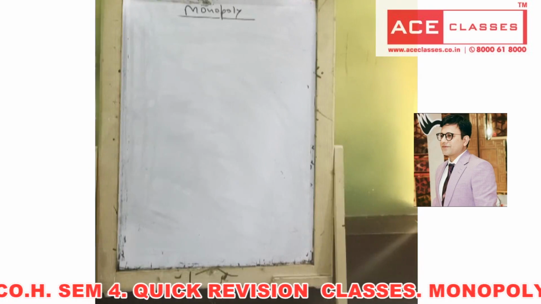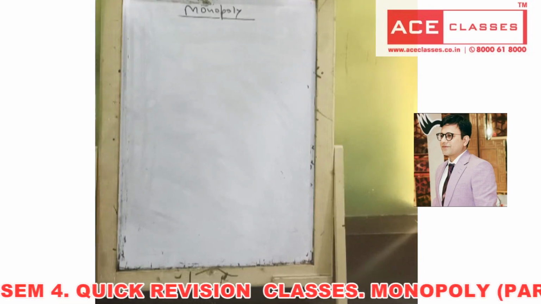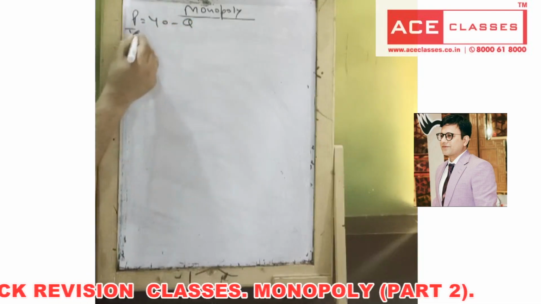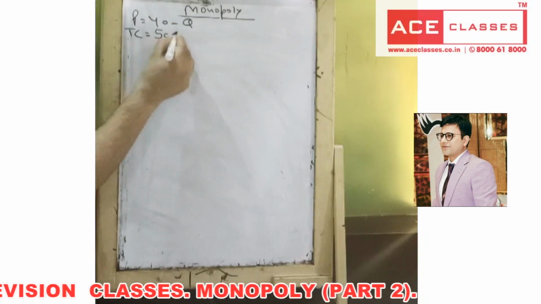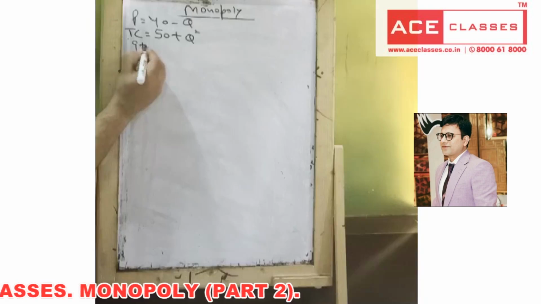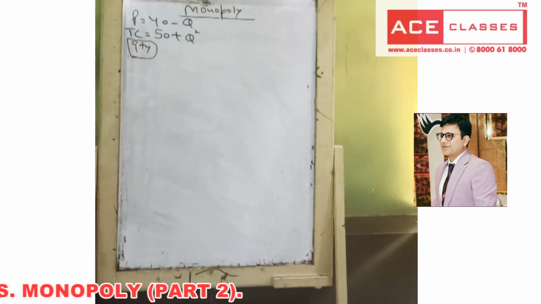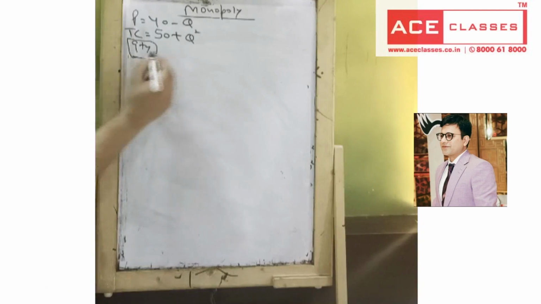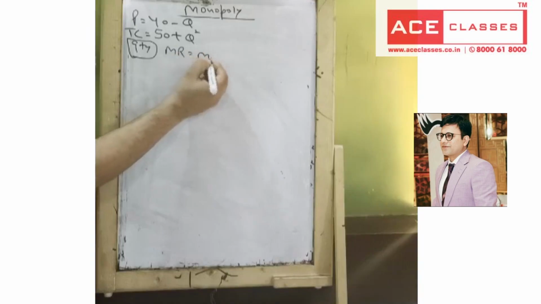So, let us start. Suppose we have a price function and that price function is 40 minus Q. We also have total cost which is 50 plus Q square. Now suppose I want to solve equilibrium quantity here. In the last lecture I told you that there are two ways to solve equilibrium quantity. One is MR is equal to MC approach and the second approach is you take profit function and you maximize that with respect to quantity. So I'm gonna use MR is equal to MC approach.